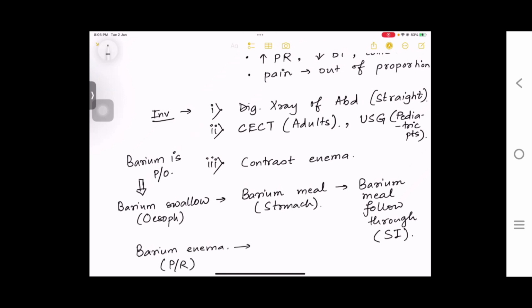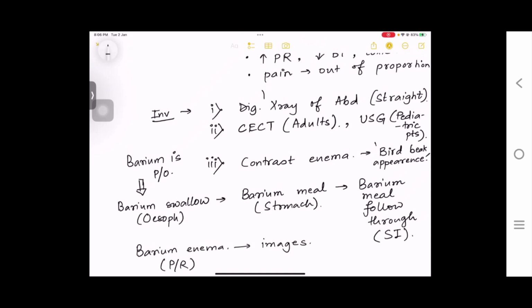Now, let me tell you three things. What is barium swallow, what is barium meal, and what is enema? So, if the patient has taken a barium compound and you are investigating the esophagus, then that is called as barium swallow. Barium meal, where does the meal go? It goes to the stomach, so barium meal is for the stomach. And barium meal follow through is the investigation of the intestine. And very easy is the enema, in which you will do the per rectal examination, that is barium enema. Okay.